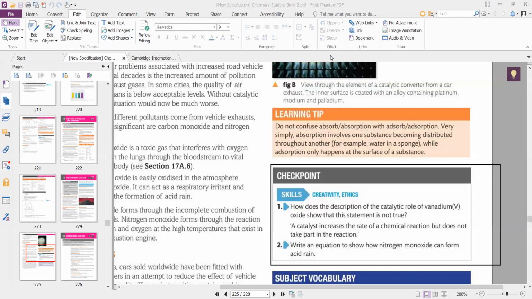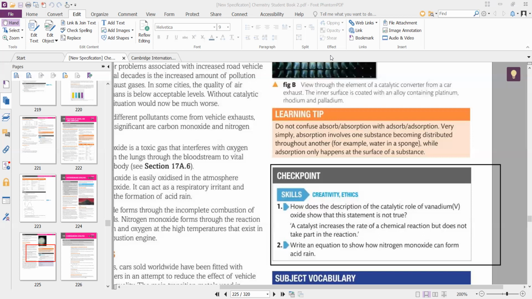So what will happen? Vanadium(V) oxide reacts to form V2O4, and then it will react with oxygen. Then only it forms V2O5 back. So it remains chemically unchanged in the end.